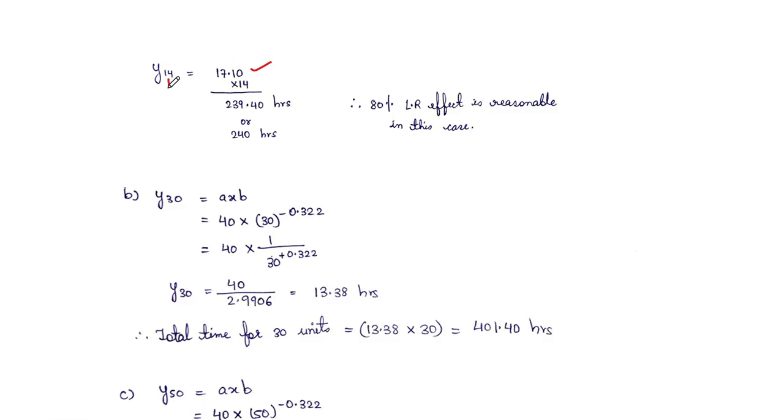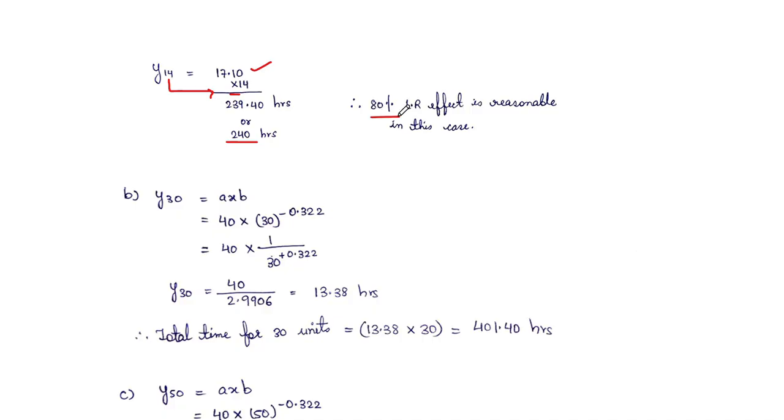So to find total time of 14 units, we will simply multiply by 14 units. So total time taken is 239.40 hours. This we can write as 240 hours. So in the question it is already given that total time for 14 units taken is 240 hours.